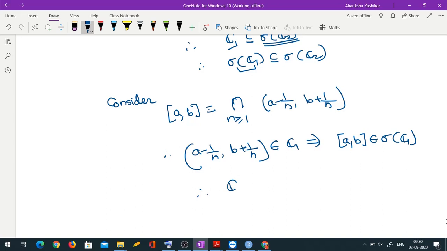Therefore, C2 is subset of sigma C1, because this is again true for every a, b with a less than b. And therefore, sigma C2 being the minimal sigma field is subset of sigma C1. Hence, we have proved that the two sigma fields are equal.